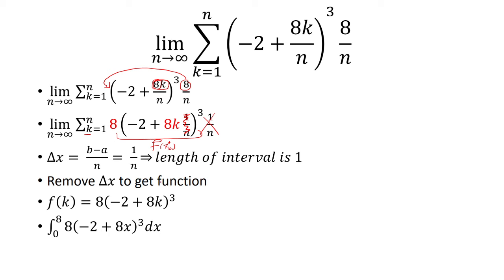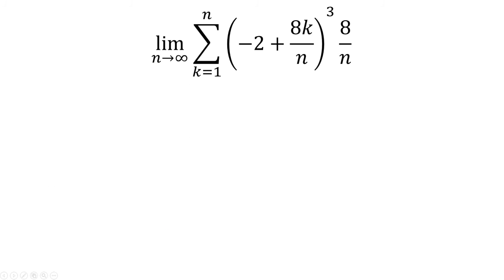So putting it all together, we said that this starts at 0. The length of the interval is 1. So this should be 1 actually. And then we have the function 8 times negative 2 plus 8x cubed dx.